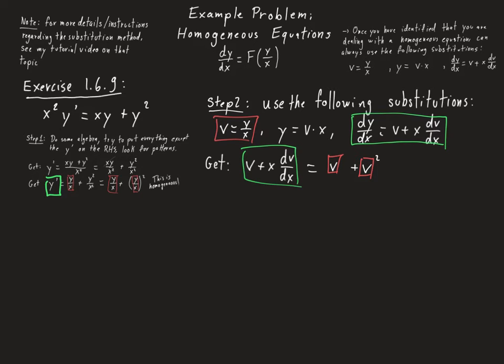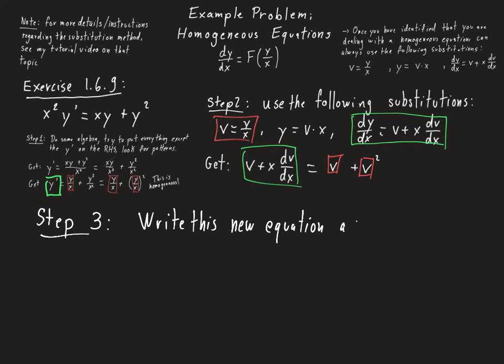All right, now believe it or not, whenever you do this type of substitution with a homogeneous equation, the resulting new differential equation you end up with should always be specifically a separable one, which means that you don't even have to worry about the whole first order linear thing. But if you are working with a homogeneous equation and you've done your substitutions correctly, it should always be separable, and you just need to make it look like that. So now you just need to, in step 3, write this new equation as a separable one.